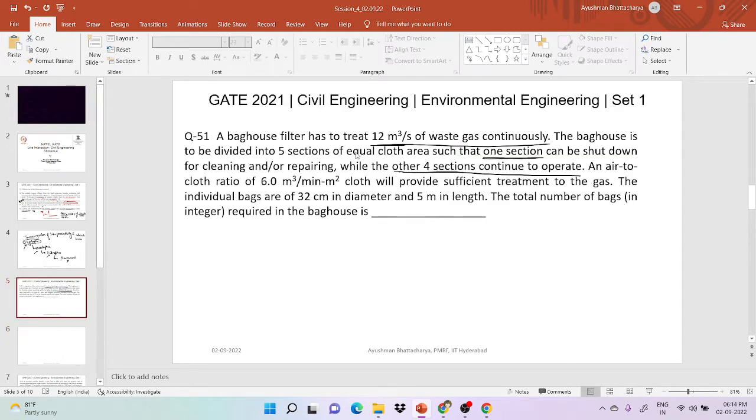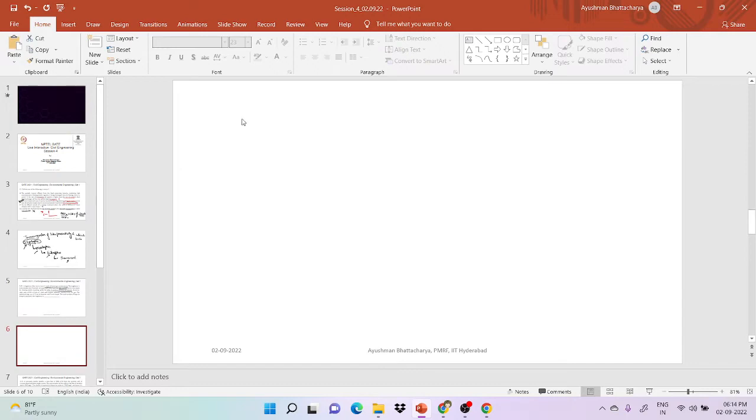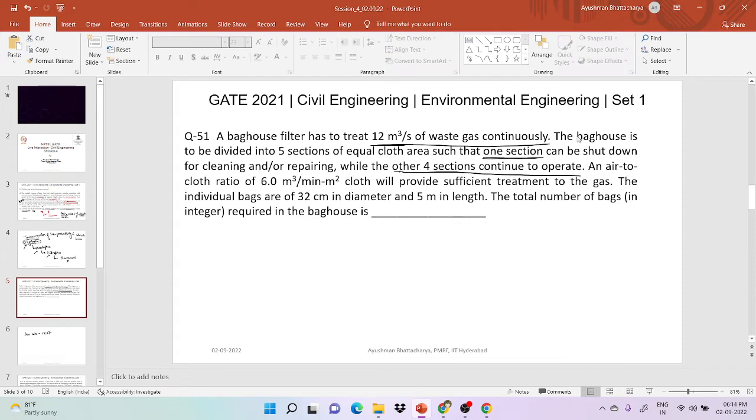Now first they have mentioned the flow rate of the waste gas. The flow rate is 12 meter cube per second. Second, they have mentioned the bag house is divided into 5 sections. Here they have mentioned an air to cloth ratio of 6 meter cube per minute per meter square cloth. Please notice the unit they have given.